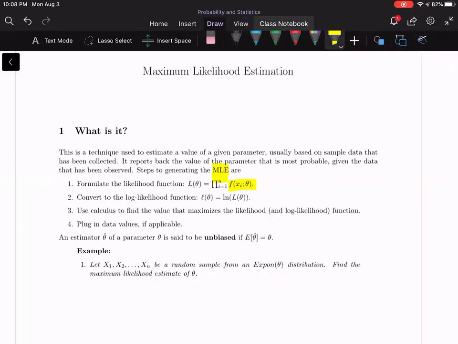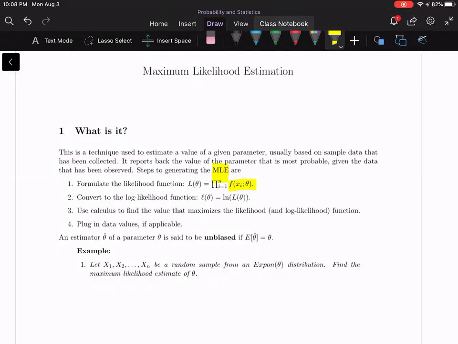So once you get your natural log likelihood, in step 3, you're using calculus concepts to maximize. So again, take the derivative, set equal to 0, solve for the parameter. And then step 4, once you have your MLE estimator, which is going to be a function, if you have data, use that data. And so you'll see what I mean as I progress through actual examples here.